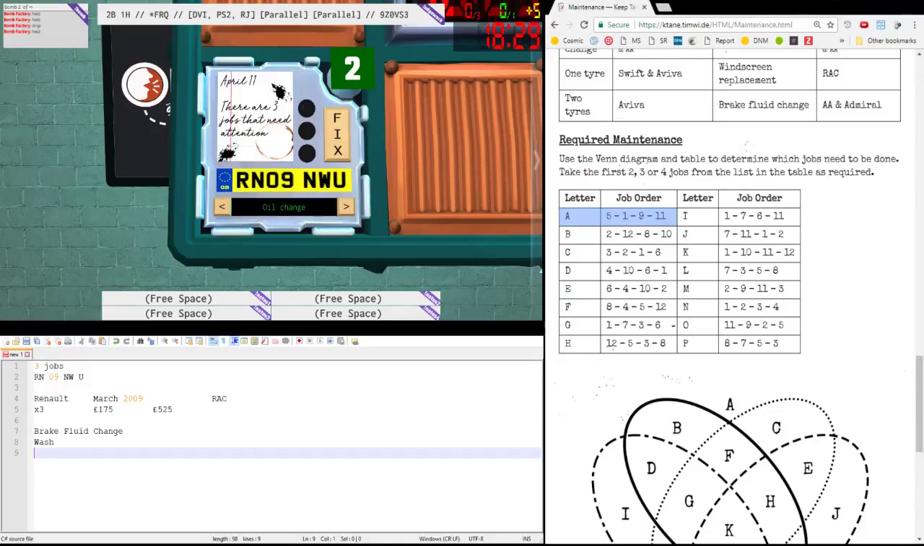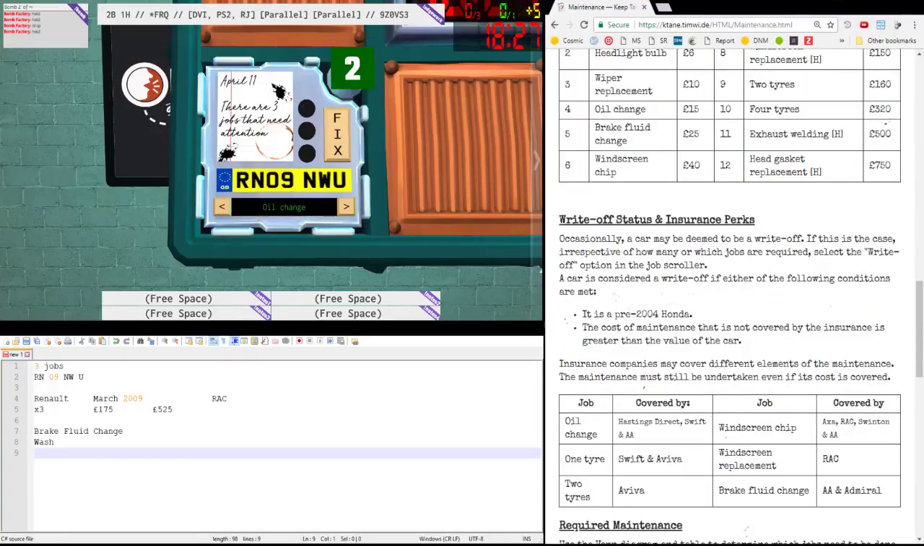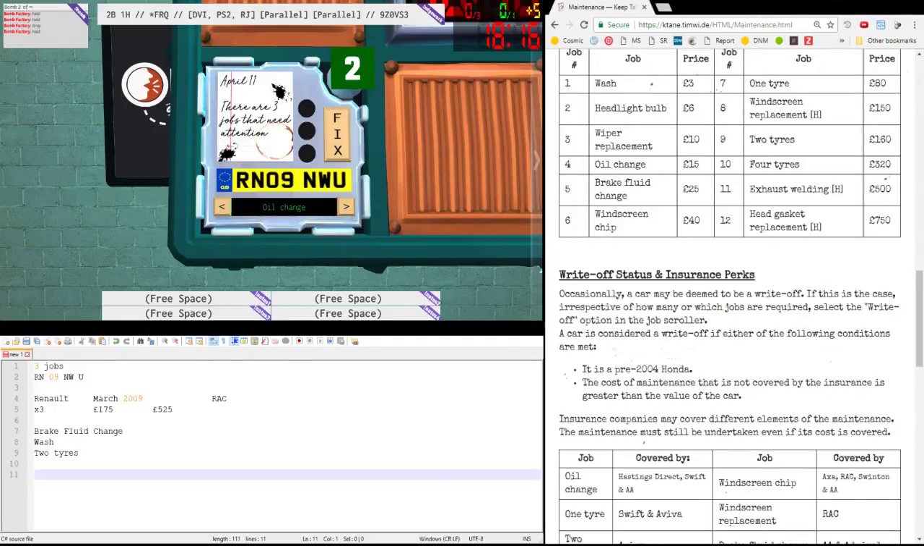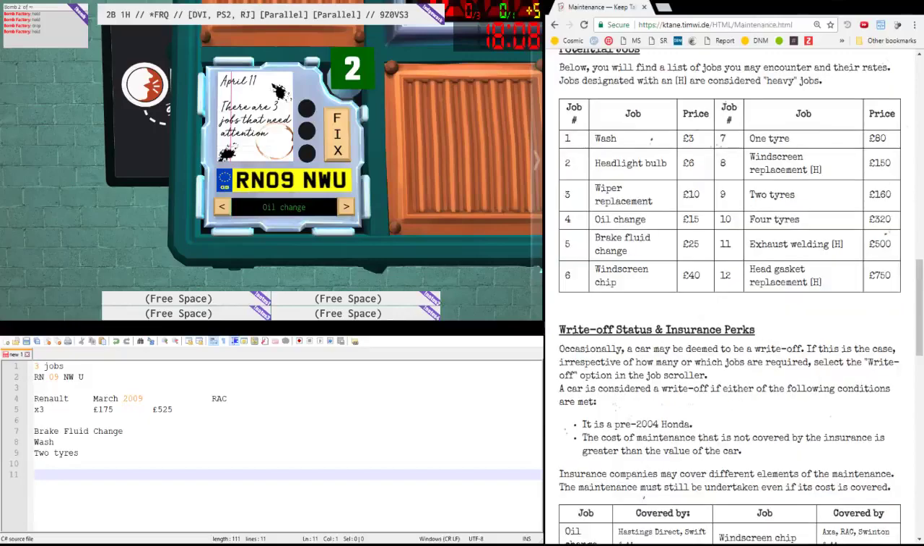So 5, 1, 9. 9 is 2 tires. Looking at the total cost of this, that's going to be 160, 185, 188. We're still under the 220 or the 525, so we're fine price wise. We don't have to write it off. It's not a bad car.